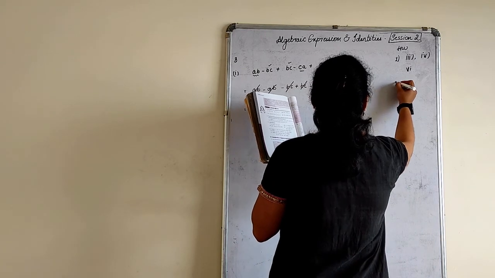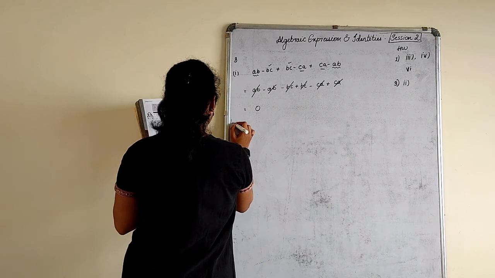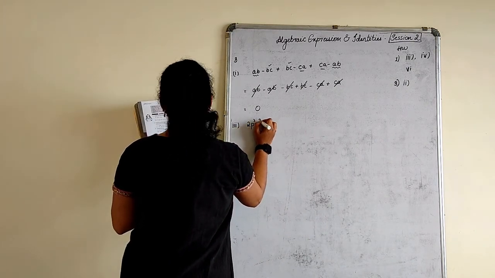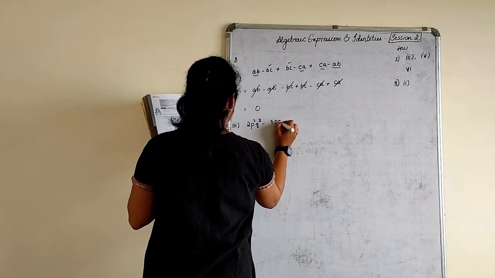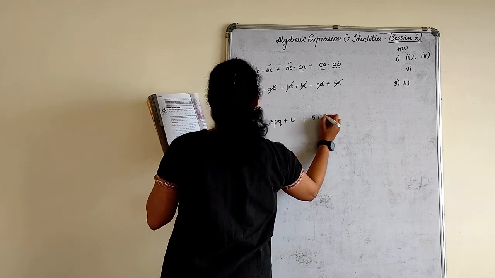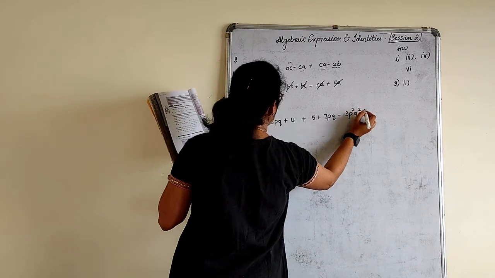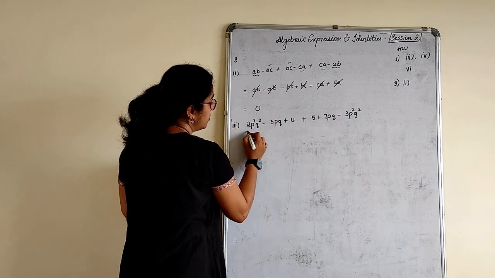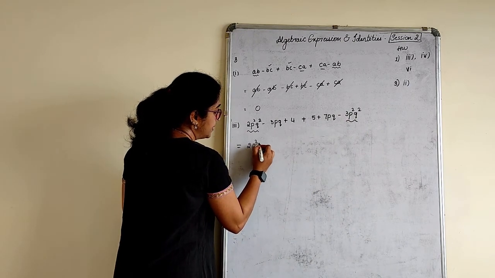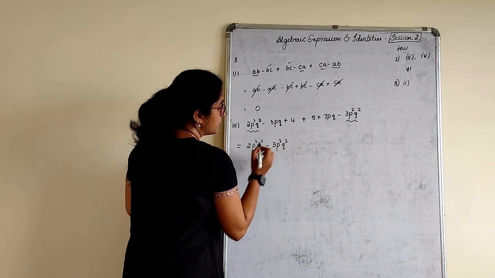Take the second one as homework. The third one I'll start. 2p²q² minus 3pq plus 4 plus 5 plus 7pq minus 3p²q². Group all the like terms. p²q², p²q²: 2p²q² minus 3p²q².